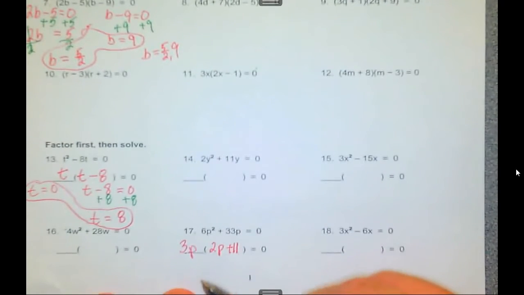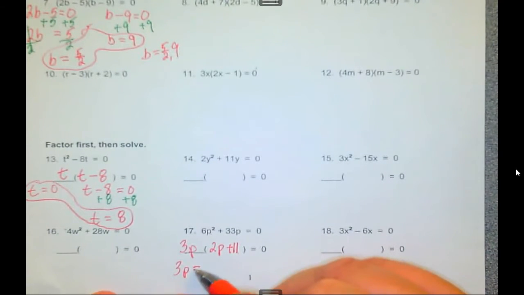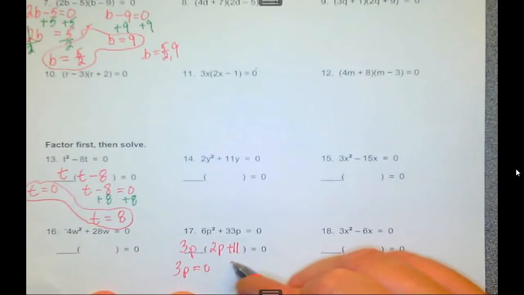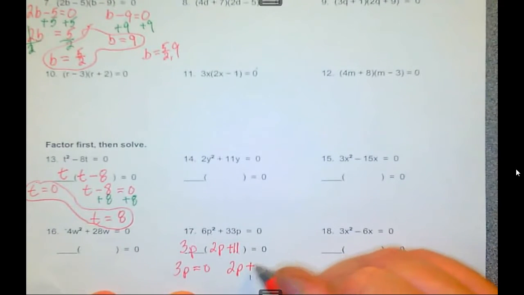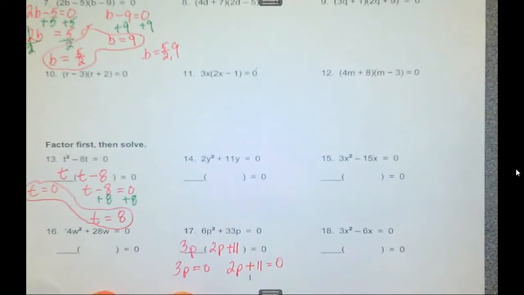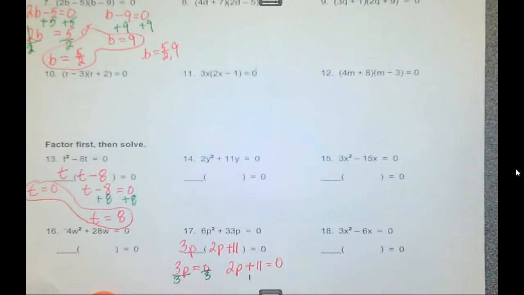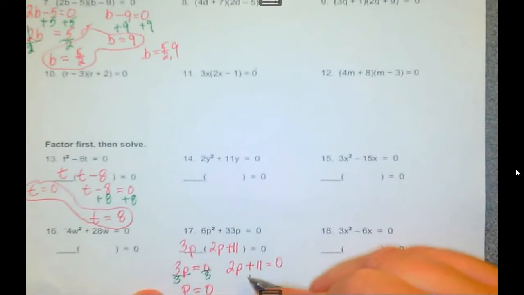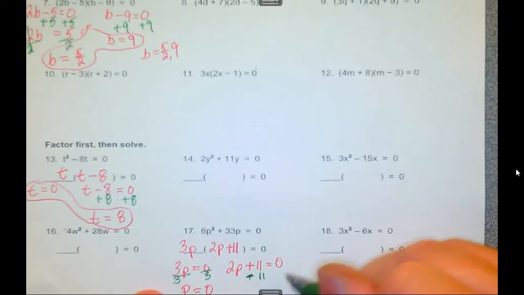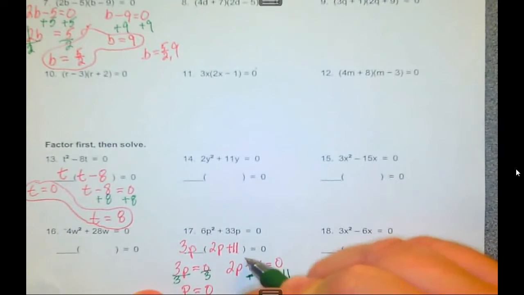Now I have to set each one of those equal to 0. So I have 3p equals 0 and 2p plus 11 equals 0. So on this one, what's p going to equal? No, we're dividing by 3. So p is going to equal 0. And this one, I'm going to subtract 11.